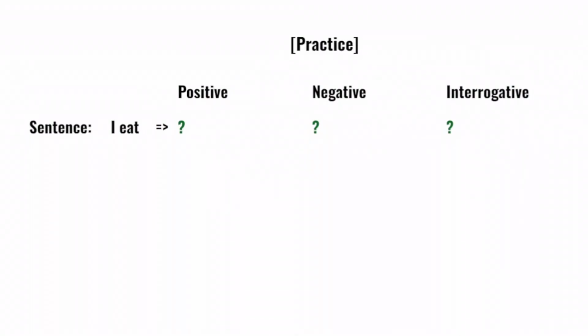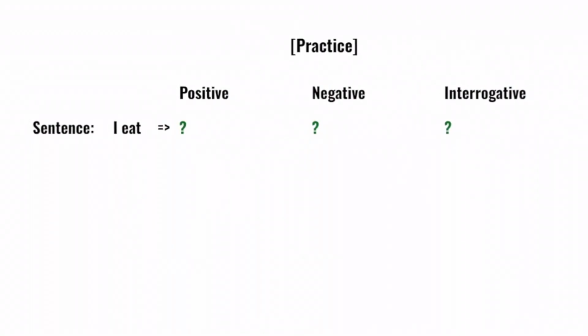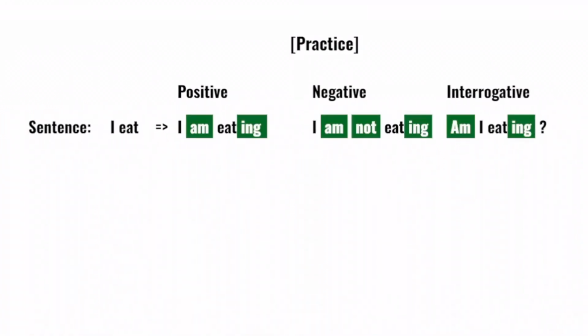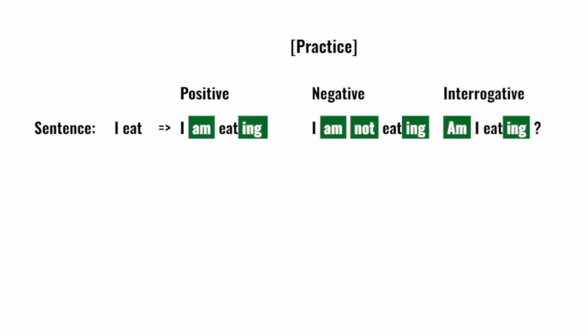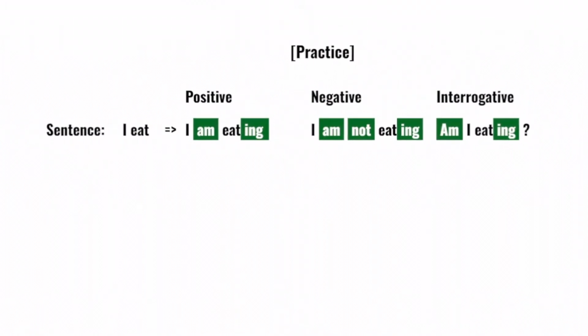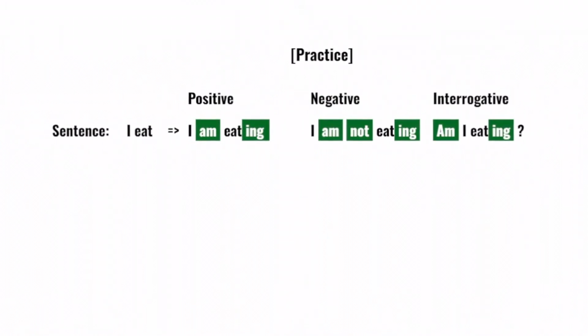As we have already learned, we have positive, negative, and interrogative sentences. Try to convert this sentence. I eat. And here's the answer. I am eating for positive sentence. For negative, I am not eating. And for question is, are you eating?